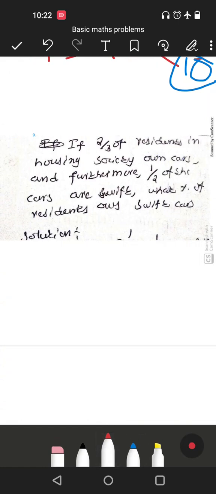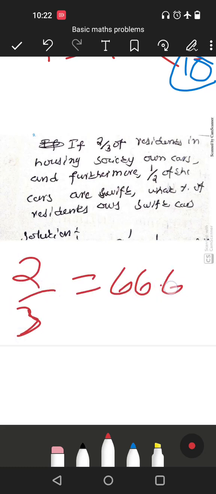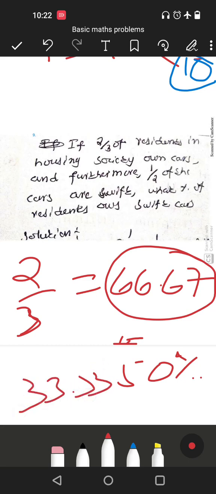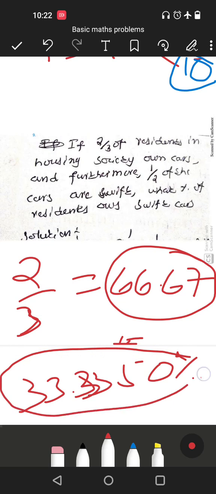Next question. If 2/3 of the residents in a housing society own cars and furthermore 1/2 of those cars are Swifts, what percentage of the residents own Swift cars? This is a very simple question. We know that 2/3 is nothing but 66.67, out of which half, so half means how much percentage? 50%, we can say. So 50% of 66.67 is 33.33, and this will continue. So 33% have Swift cars. So obviously it is 33.33% of the total residents.